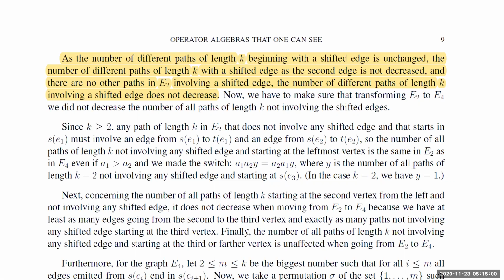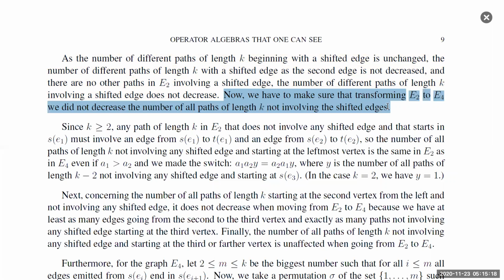That the number of different paths of length k involving a shifted edge is not decreased. Okay. So now what we have to make sure of is that transforming our graph from E2 to E4, we did not decrease the number of all paths of length k not involving the shifted edges, right? But then the situation is actually simpler, because when we look at paths that do not involve the shifted edges, then we can simply remove the shifted edges from the graph and see what happens by our move. And our move is simply the following.